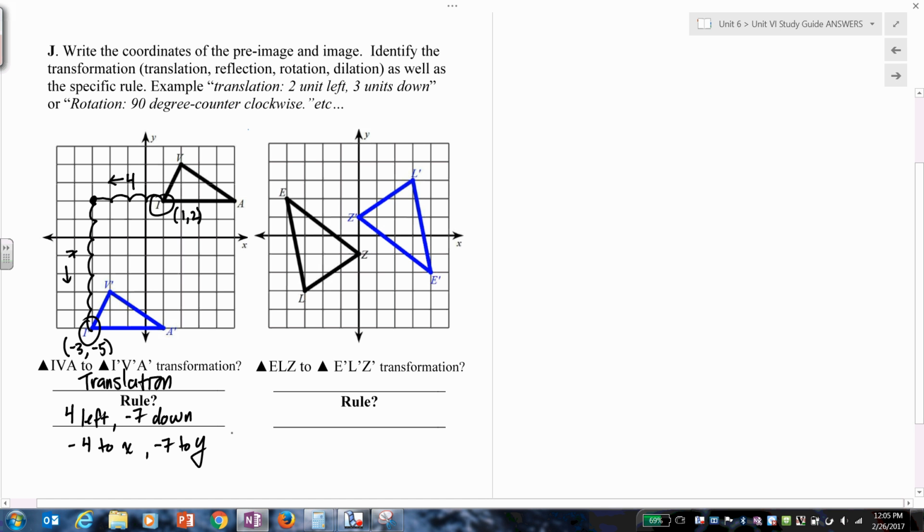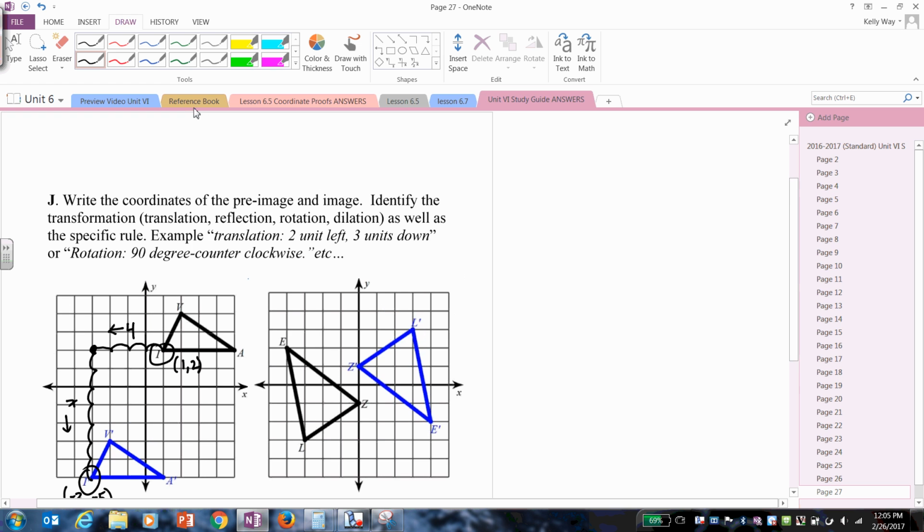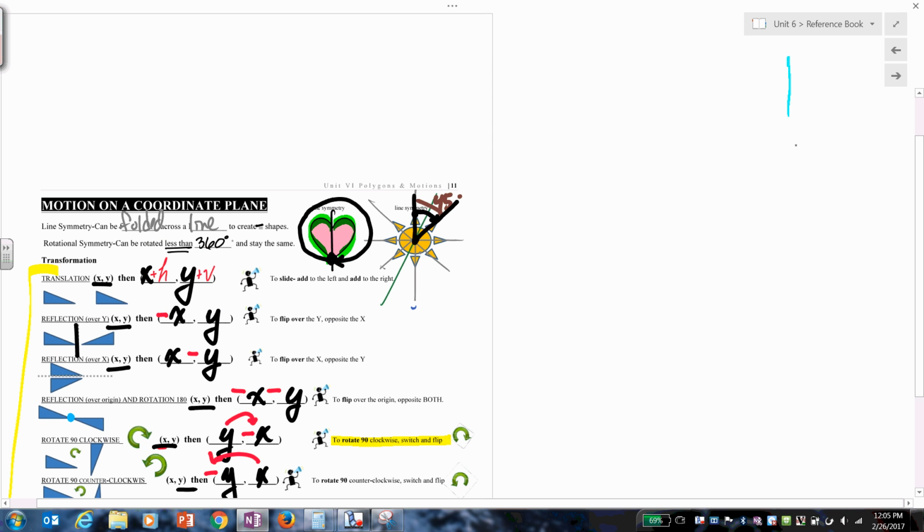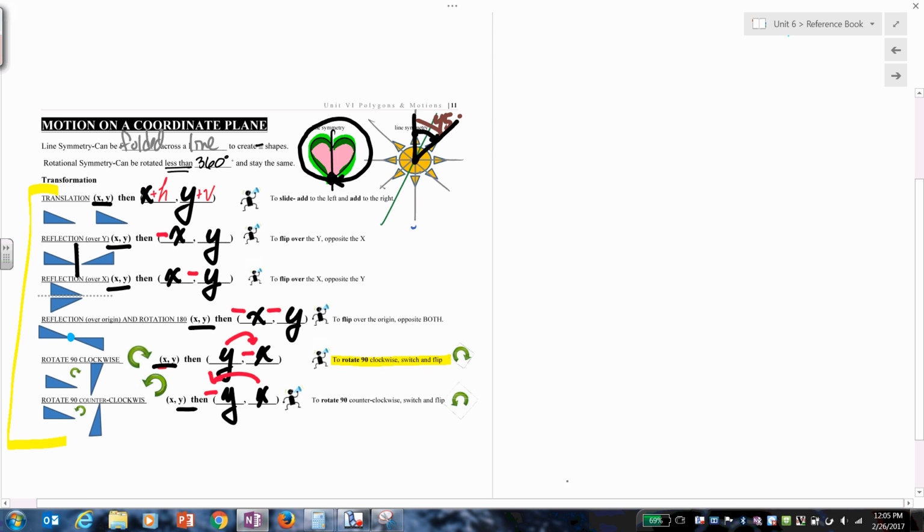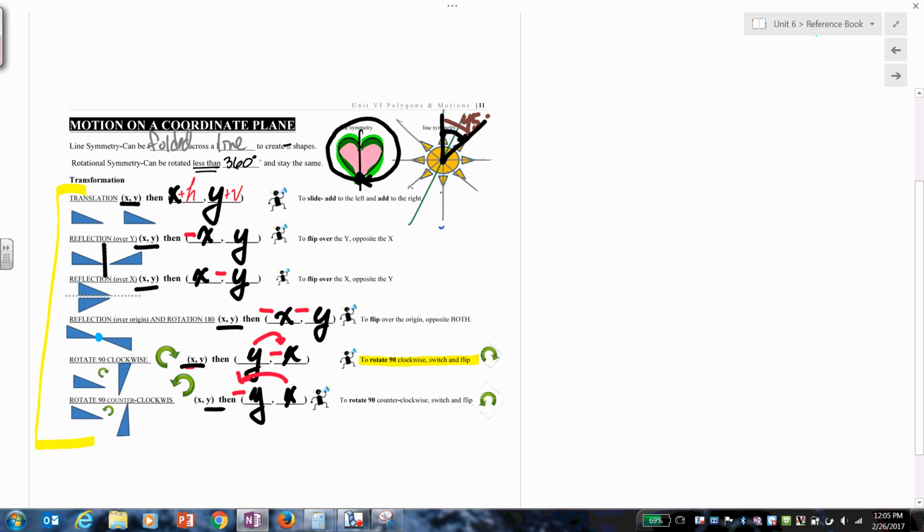So your goal is to go through and note whether we have a translation, a reflection, or a rotation, and match it up to this page. So put this page right underneath your nose, and it's going to be one of these.